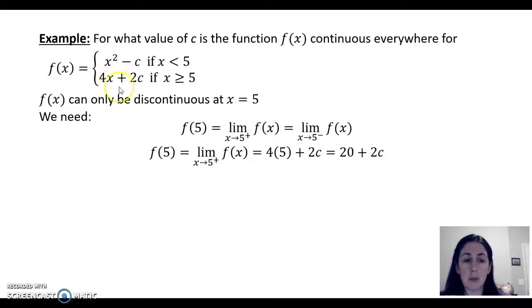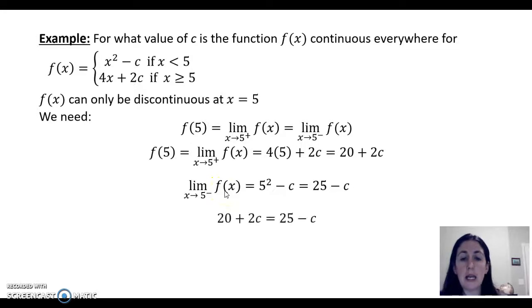Direct substitution, plug in x equals 5, we get 4 times 5 plus 2c, or 20 plus 2c. Now for your lower limit, when we plug in the direct substitution 5, we get 5 squared minus c, or 25 minus c. Now in order for this function to be continuous at 5, the upper limit and the lower limit need to match. So we can set that 20 plus 2c equal to that 25 minus c and solve for c. Add c to both sides, subtract 20 from both sides, and we get 3c equals 5, or c equals 5/3. So in order for this function to be continuous everywhere, in other words, meet the conditions of continuity for all values from negative infinity to positive infinity, this c value has to be 5/3.